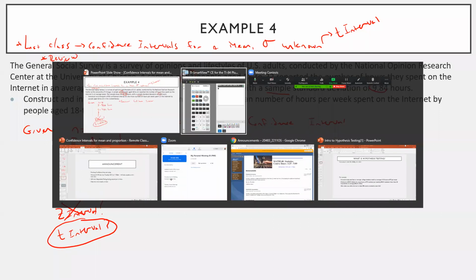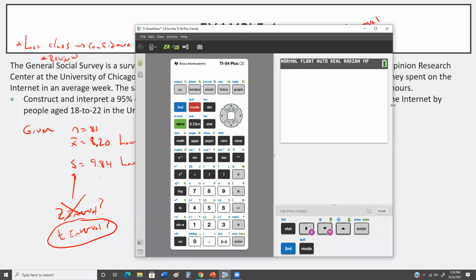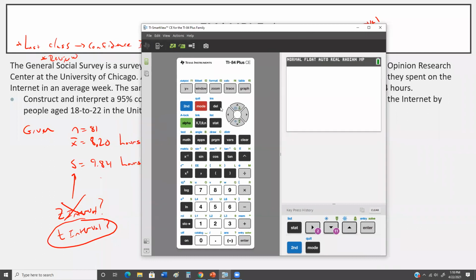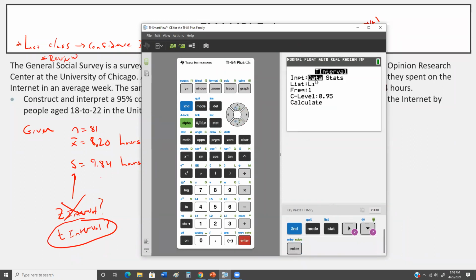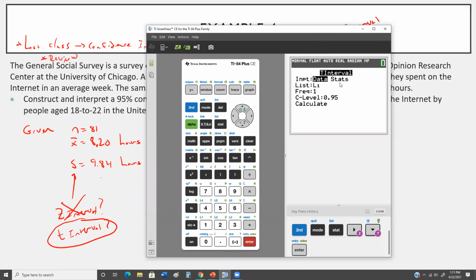All right, so let's all grab our trusty calculator. You're going to hit the stat button, scroll over to tests, and scroll down to option number 8, and then hit enter. The next question: are you given the data or the summary statistics? So are you going to use data or stats here? Awesome. Yeah, you're going to scroll over to stats because you're given the summary statistics, and hit enter.